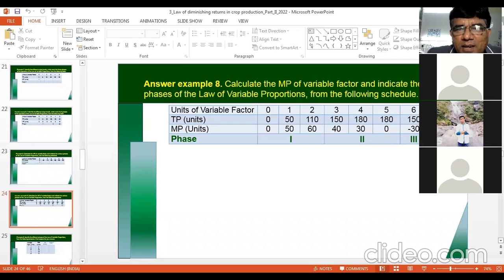150 minus 110, you get 40. 180 minus 150, you get 30. 180 minus 180, 0. And 150 minus 180, you get minus 30. So it is quite easy. You can see how to decide where I should have stage 1.